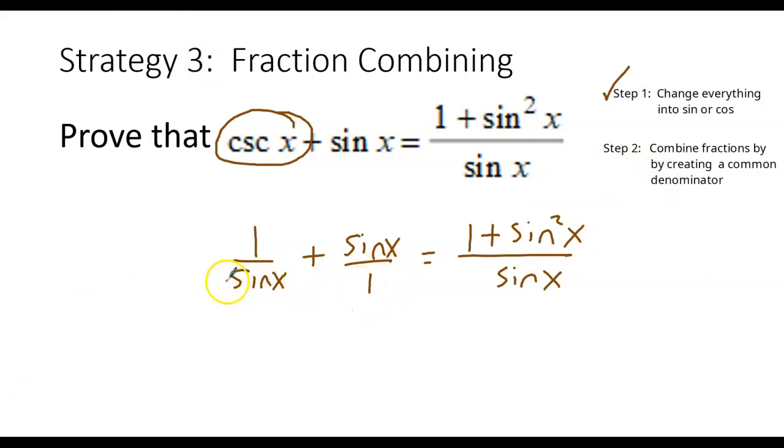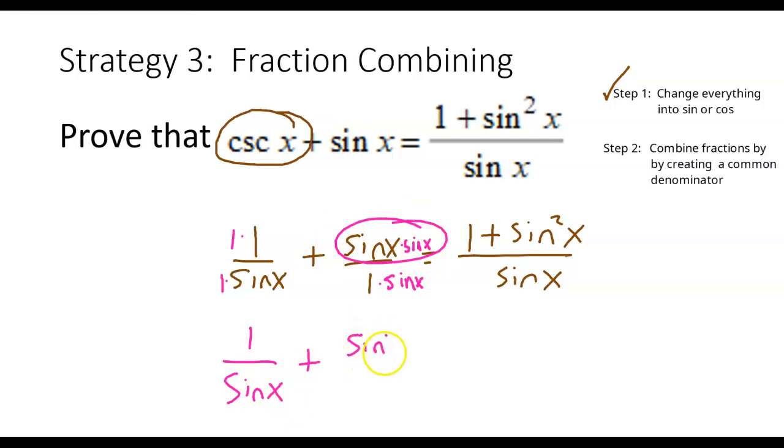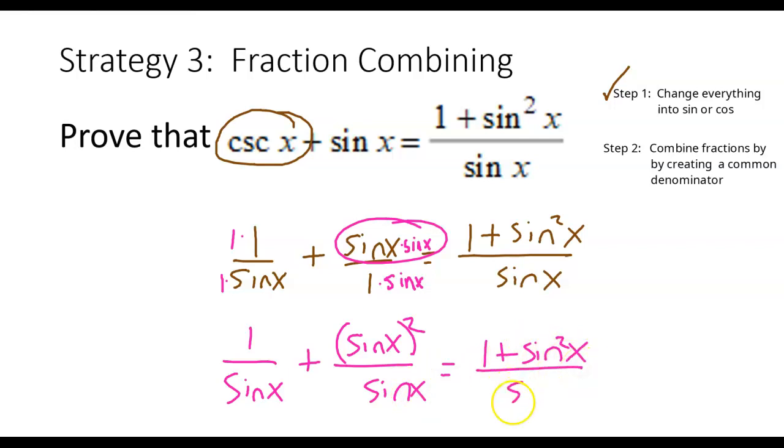Just multiply this fraction by 1 on the top and bottom, which really won't do anything. But on this side, multiply this fraction by sine on the top and bottom. And that way they'll end up having a common denominator. So the end result will be 1 over sine x plus sine x times sine x is sine x squared, right? I haven't done anything on this side yet. And that's perfectly fine.